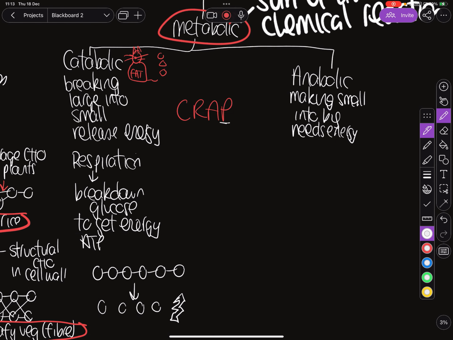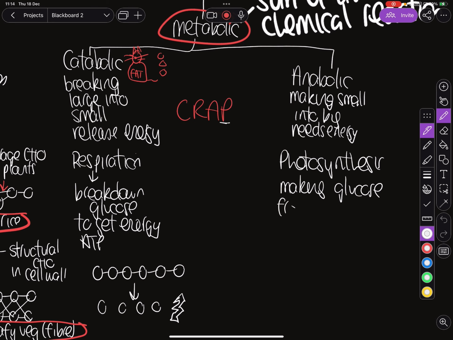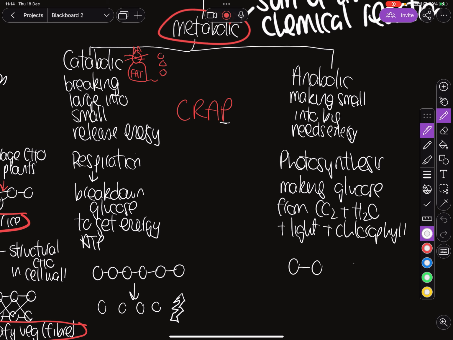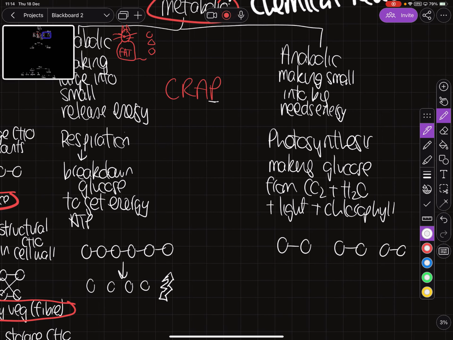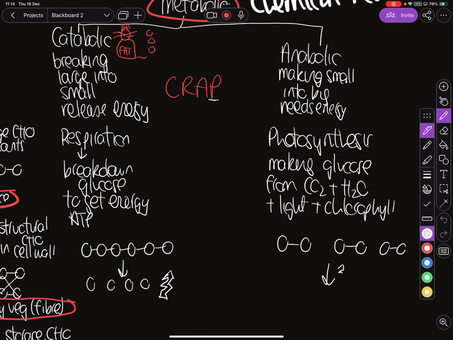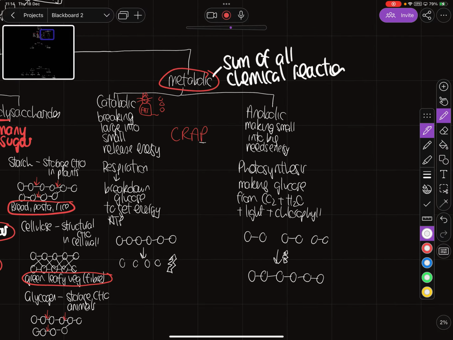Anabolic then begins with P, for process, and that is photosynthesis. You should know from junior cycle that in photosynthesis we are making glucose from carbon dioxide and water, and light and chlorophyll. When we do that, we're taking small molecules and making them need energy to do it. Again, here's my version of a lightning bolt, I'm not an artist, and now we turn it into something big.